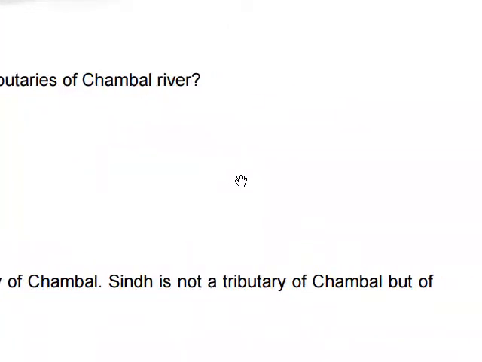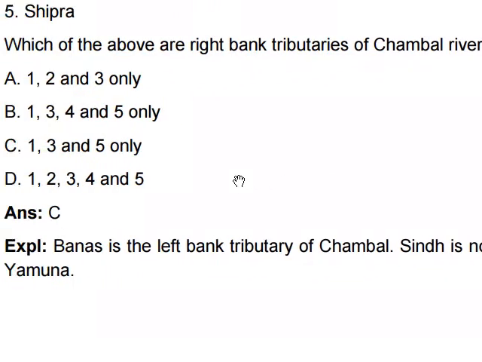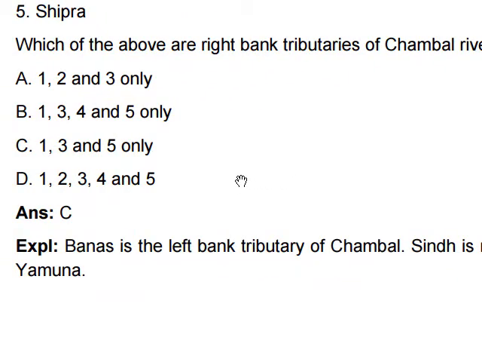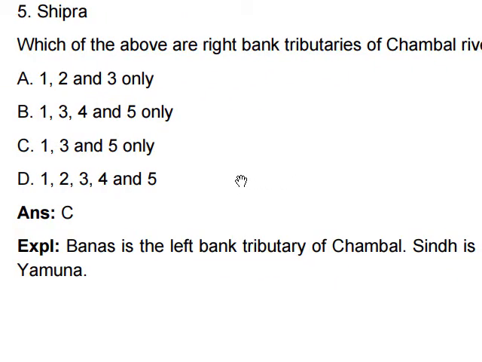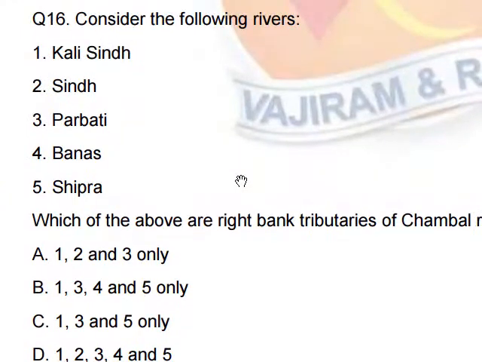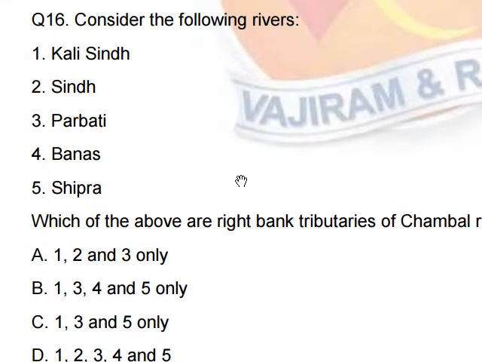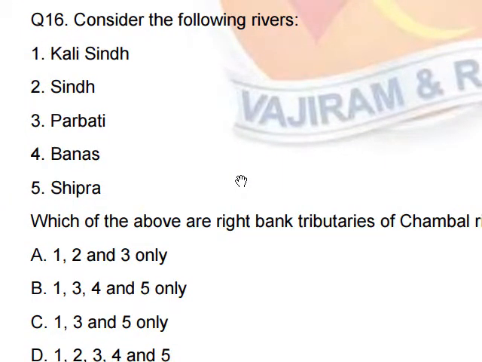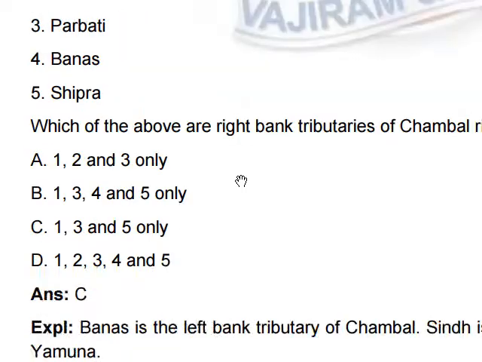Sindh is not a tributary of Chambal, but of the Jamuna. Sindh is the tributary of Jamuna, not Chambal. Banas is the left bank tributary of Chambal, and Kali Sindh, Parvati, and Sipra are the right bank tributaries of the Chambal river. Okay, left bank is Banas, right bank tributaries are the others.